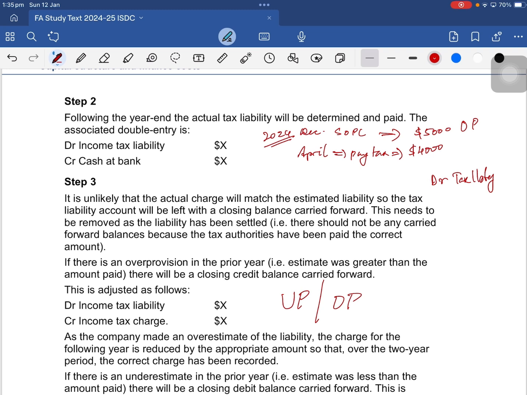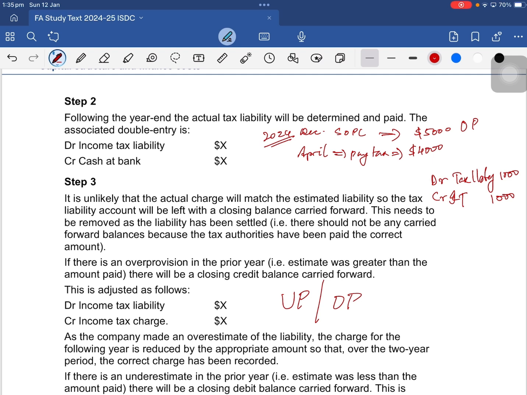Clear? And I have to bring down my expenses as well, that is income tax. So I am going to take it down. So I am going to credit it by 1,000 this year. Clear? Understood, no?